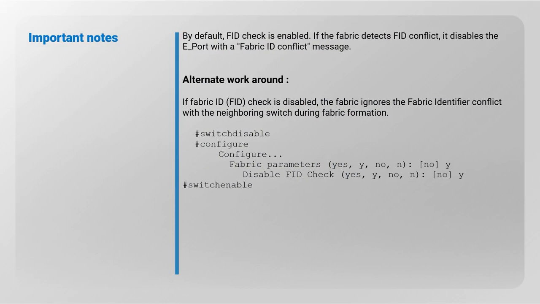Important notes. By default, FID check is enabled. If the fabric detects FID conflict, it disables the E-port with a fabric ID conflict message. There is another alternate workaround. If FID check is disabled, the fabric ignores the fabric identifier conflict with the neighboring switch during fabric formation. You can follow these commands to disable FID check. Refer to the following for more information.